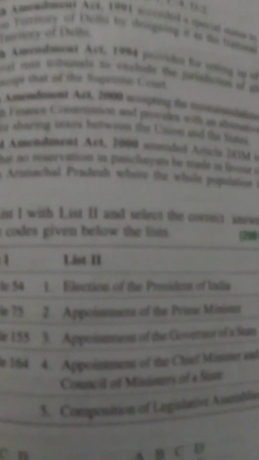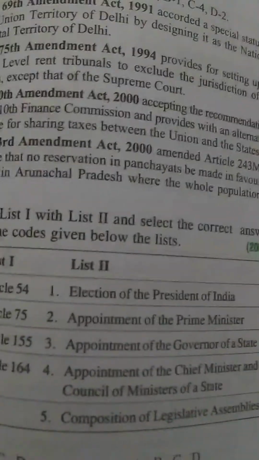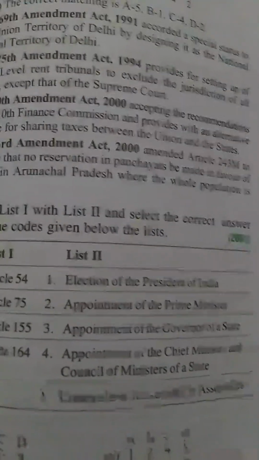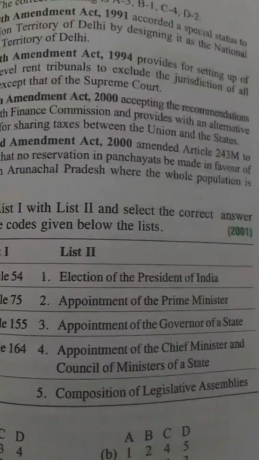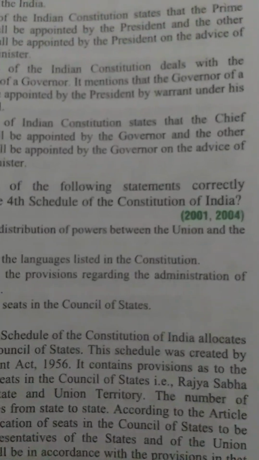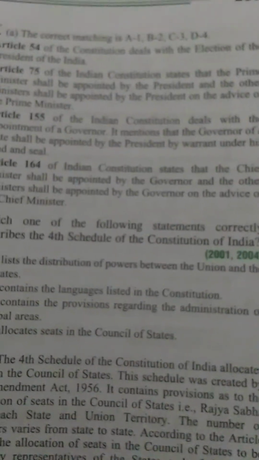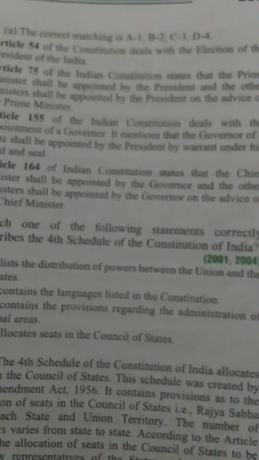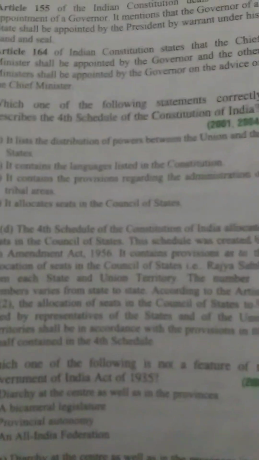Actually, Article 54: election of the President of India. Article 75: Prime Minister. Article 155: Governor. Article 164: Chief Minister. Article 165: Advocate General. Article 155 of the Indian Constitution deals with the appointment of the Governor. Article 164: the Chief Minister shall be appointed by the Governor, and the other ministers shall be appointed by the Governor on the advice of the Chief Minister.